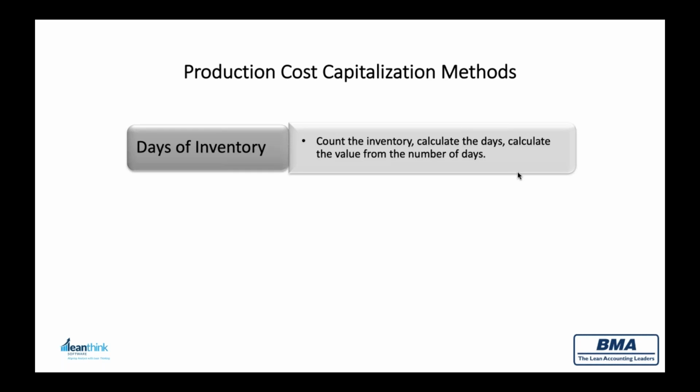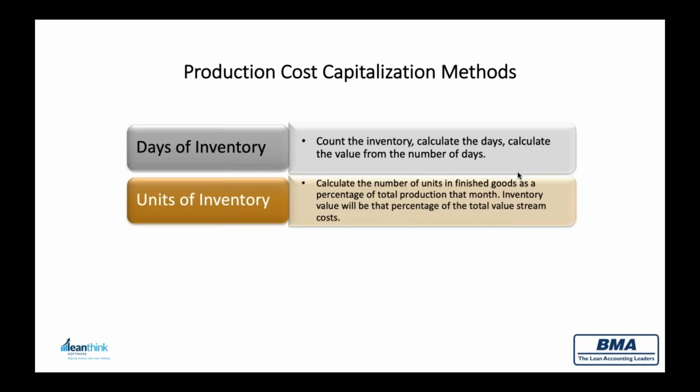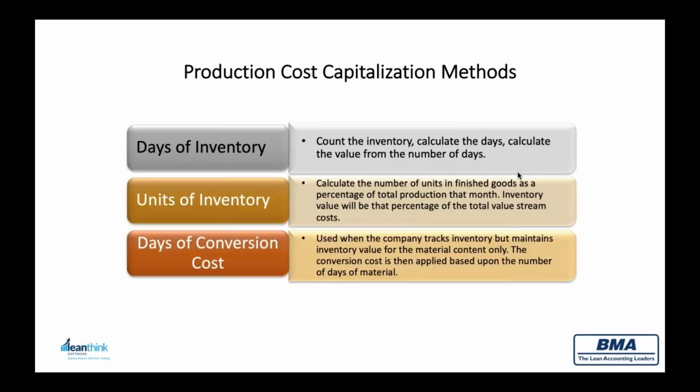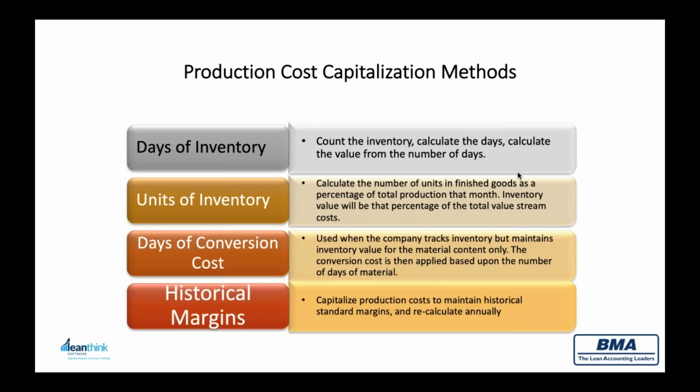So how do we capitalize production costs? We can use a few different methods. We can use days of inventory, units of inventory, or days of conversion costs. Now, what these three methods do is create a ratio, because you have your total production costs, and then you have to determine what percentage of those costs stay on the income statement, what percentage of those costs get capitalized. You can also use another method, which I call historical margins, and I'll give you an example of that. Again, it's very similar to the others, but we try to maintain historical margins.